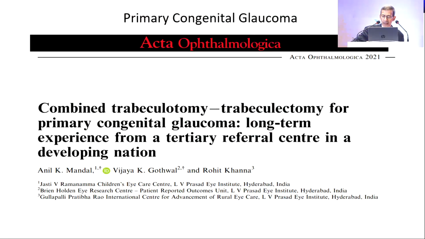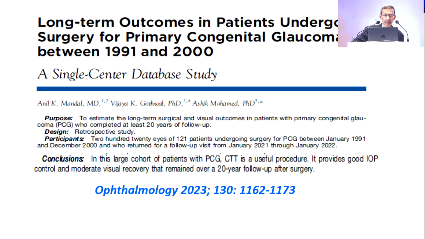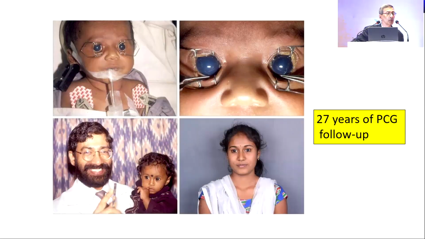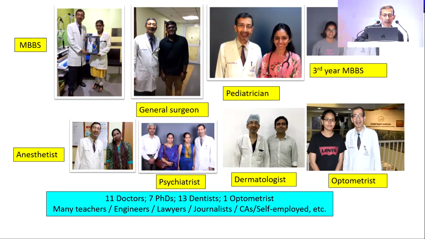We presented a series of 1128 eyes of 653 consecutive children done over a period of 21 years. The results are good. And here are 220 eyes of the first 121 patients over the first decade, 1990 to 2000, who completed at least 21 years of follow-up. Here is a patient who completed 27 years of follow-up and is doing very well, and a patient who completed 30 years of follow-up.